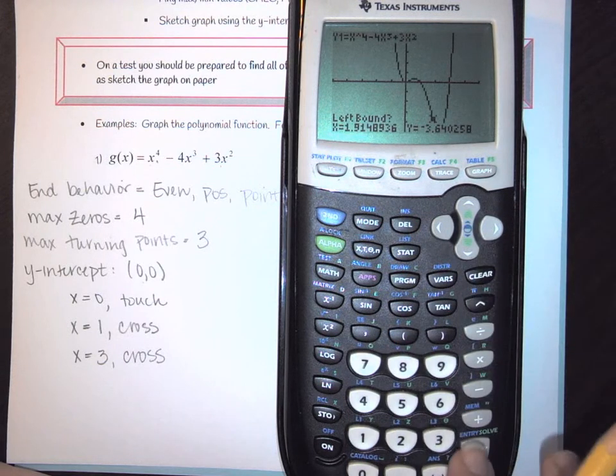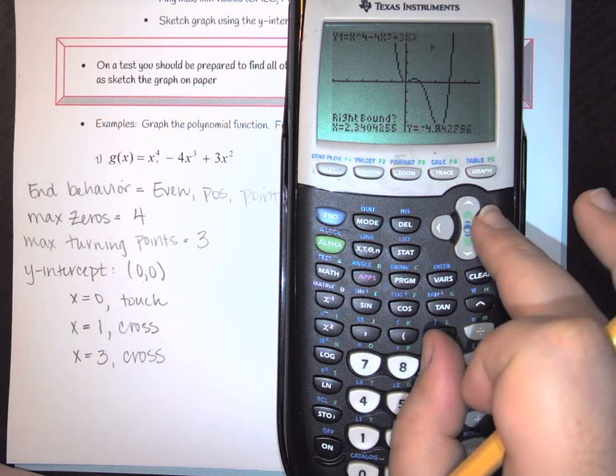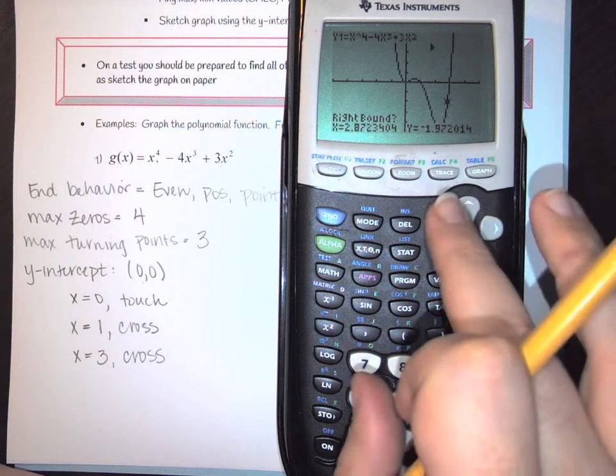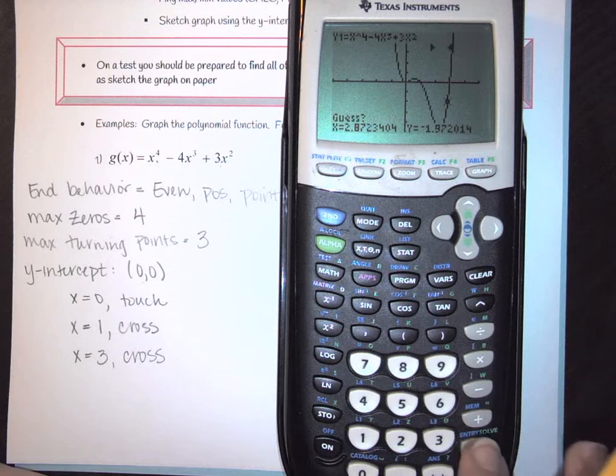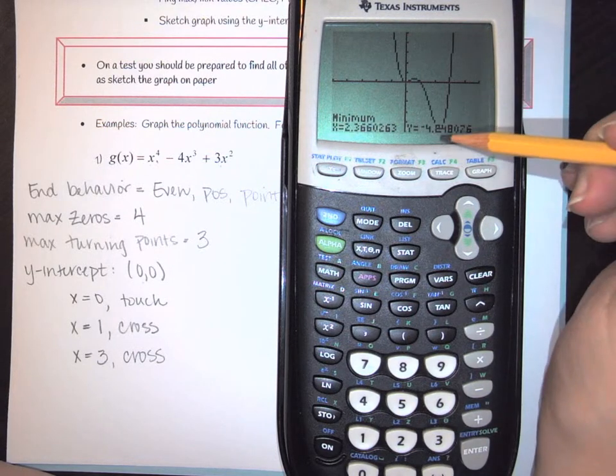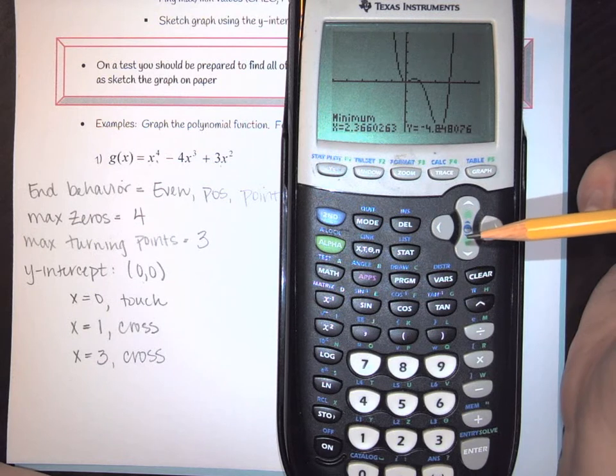And you just kind of keep going till you're comfortable. So I'm clear that I'm on the left. Now I'm going to go around onto the right, and then again hit enter to guess. And it's going to tell me where that minimum point is.